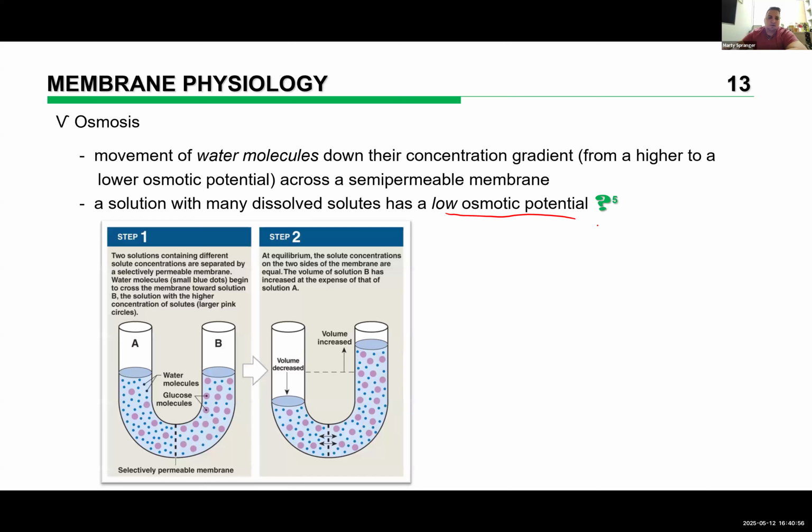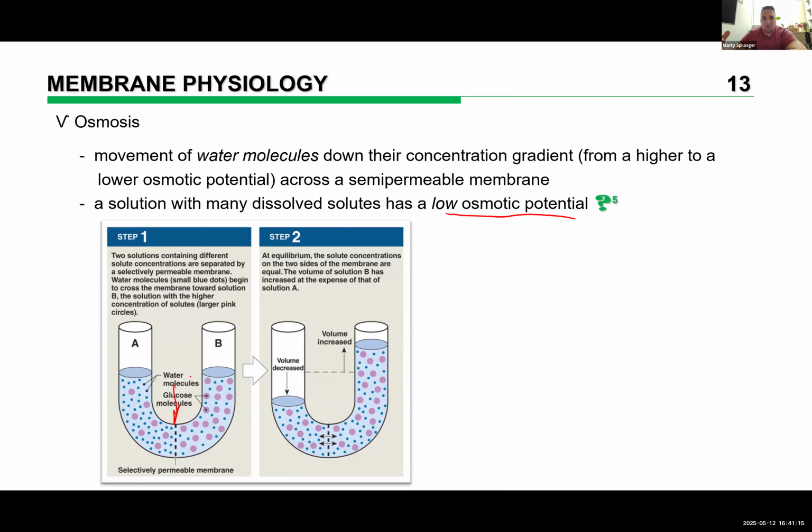So take a look at this experiment here. We have this flask here, U-shaped flask. On the A side and B side, there's glucose and there's water. Glucose is in purple, water is in blue. They're actually showing you individual water molecules in blue, which is really cool about this. And then they got a semi-permeable membrane here.